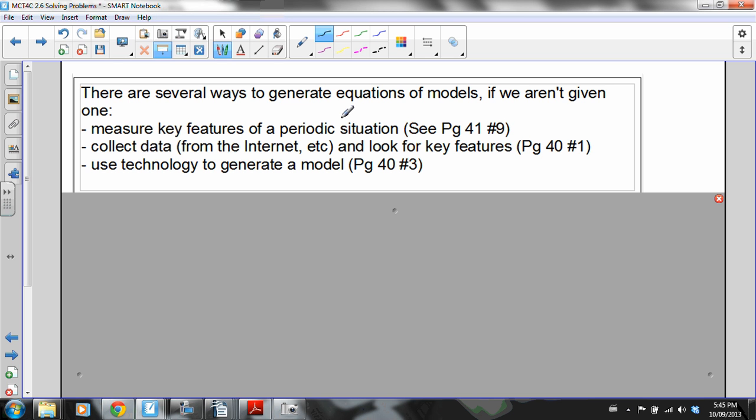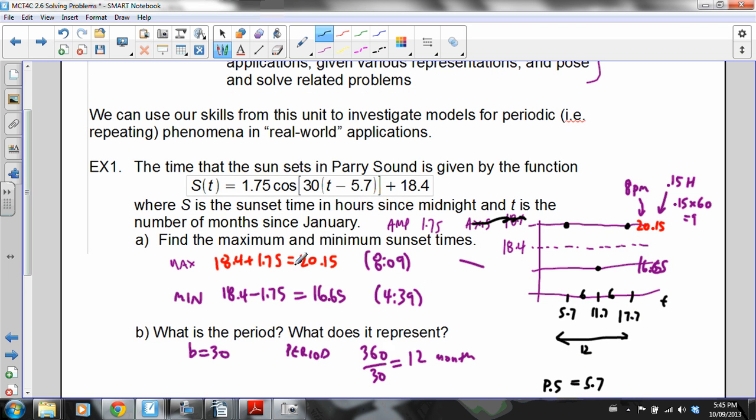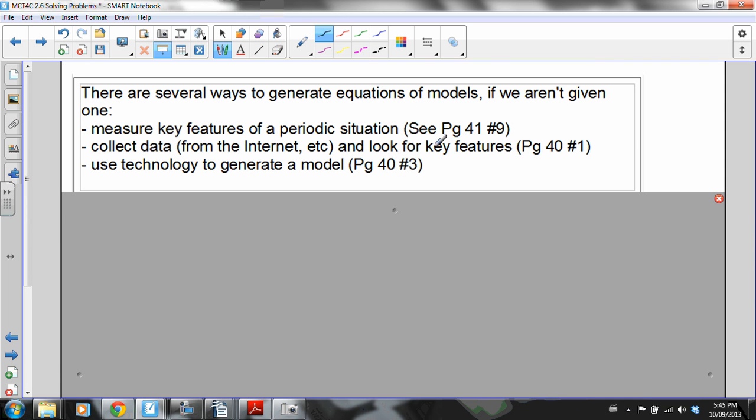Well, there are three main ways. We could just do a bunch of measurements and then write things like the amplitude, the period, the phase shift and the axis. There's an example from the textbook there. We could collect data from the internet or from a book and look for key features. These key features, again the amplitude and the period and things like that, allow us to write the equation.